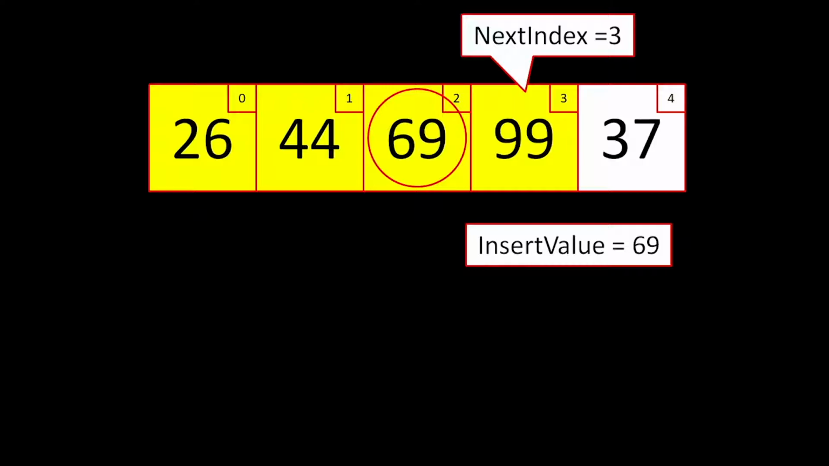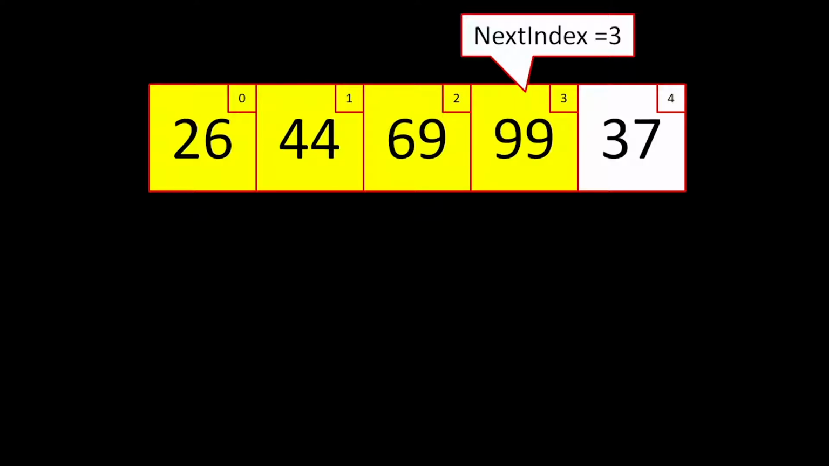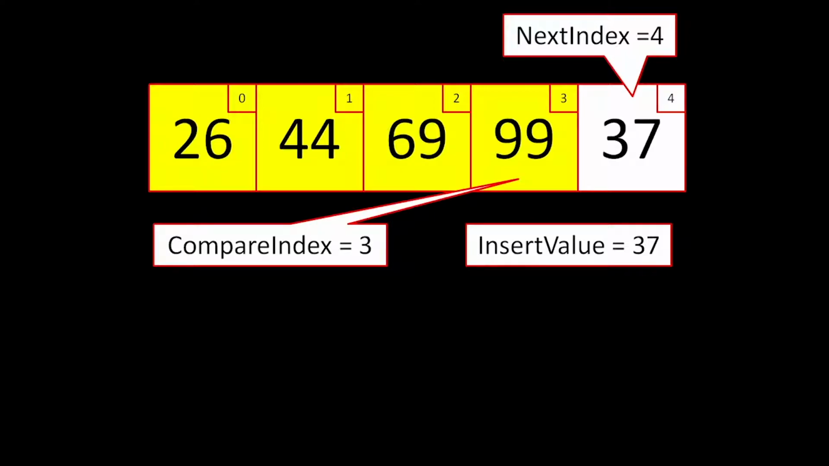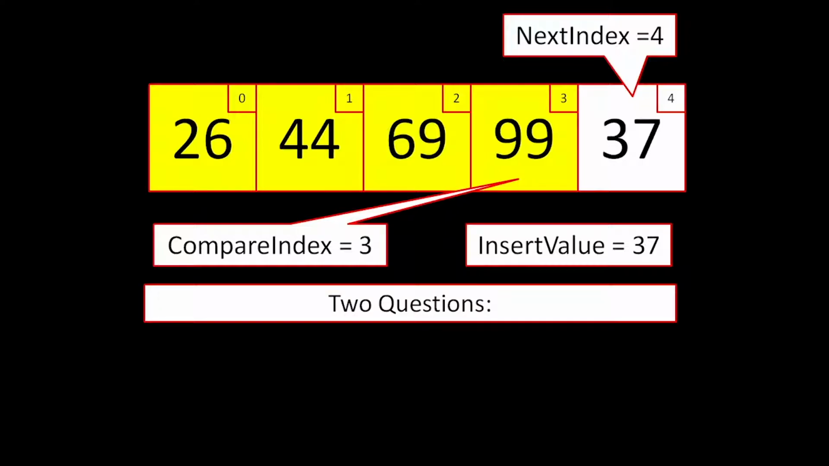We have now completed the third pass. Now we will increase the value of next index by 1. Next index is equal to 4. Insert value will be assigned the element stored in next index, so insert value is now equal to 37. We will assign compare index the value of next index minus 1. Then we will ask our two questions.